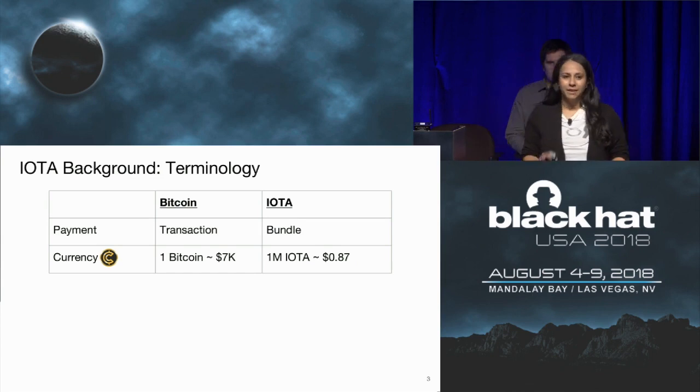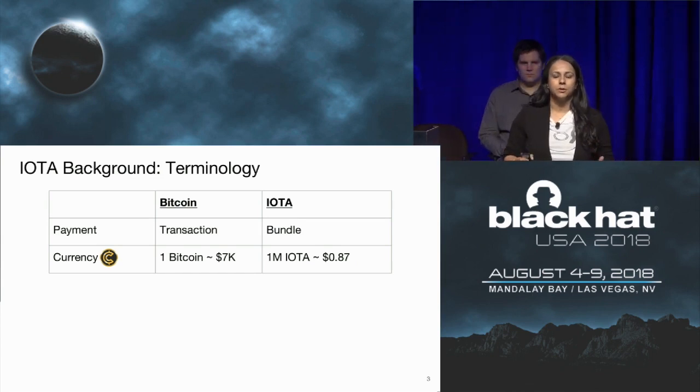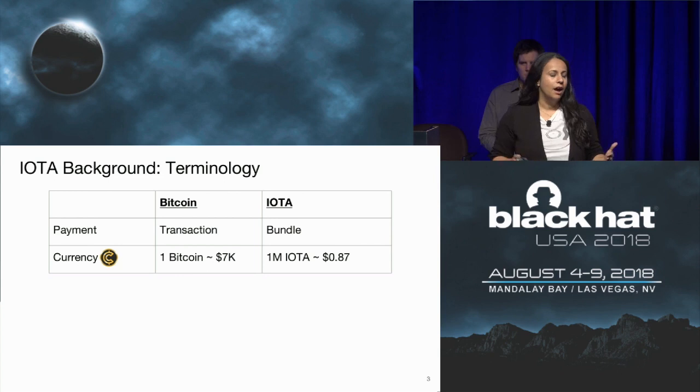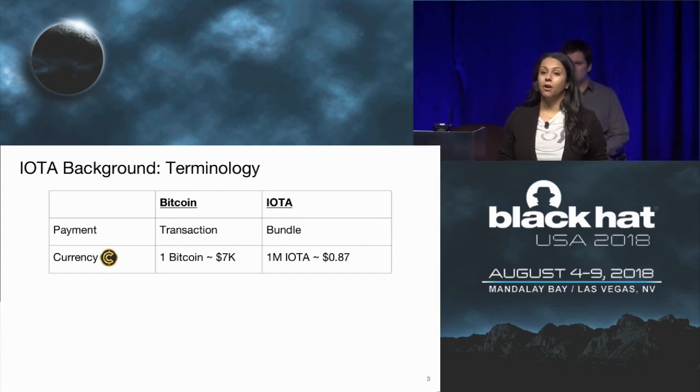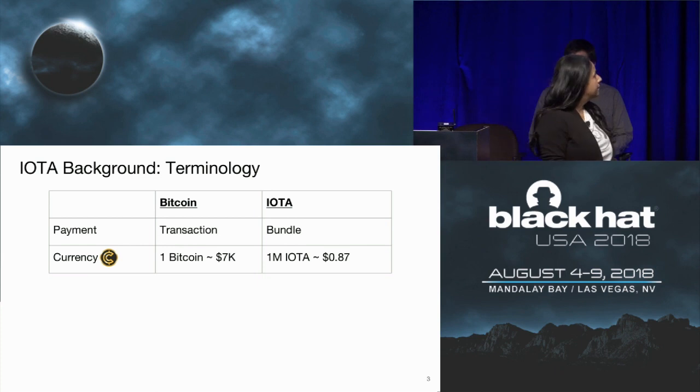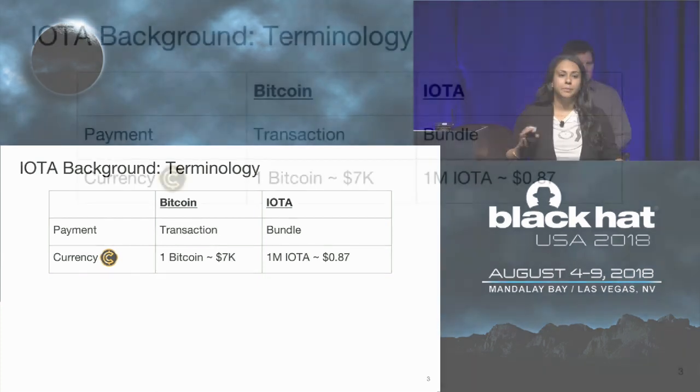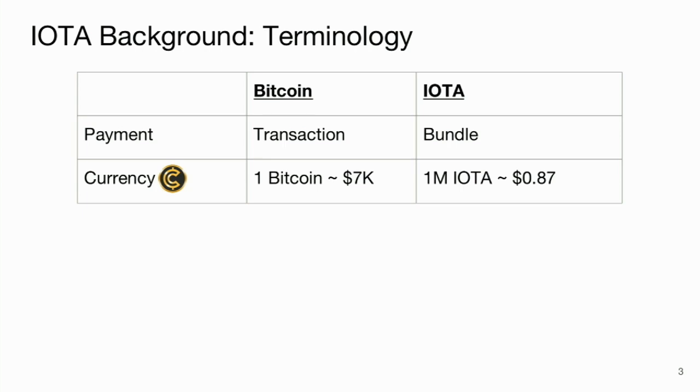A couple more basics about IOTA that you need to know in terms of terminology to get the rest of this talk. So these are the Bitcoin words on the left, and on the right are the IOTA words. Instead of a transaction, payments are called bundles. And the currency is valued a little bit differently than Bitcoin. So again, as of a day or so ago when we wrote these slides, Bitcoin was around $7,000 a coin. IOTA was around 87 cents for a million coins, or million IOTA.